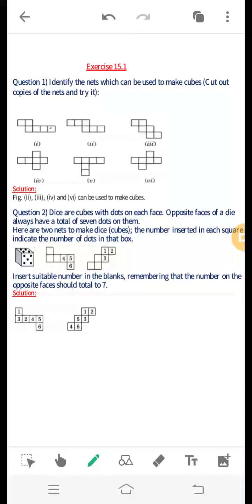Standard 7, Subject Math, Chapter 15, Visualizing Solid Shapes. Let us first of all understand what is a solid shape. In our day-to-day life, we see several objects like the book, balls, ice cream cones, etc. around us, which have different shapes.